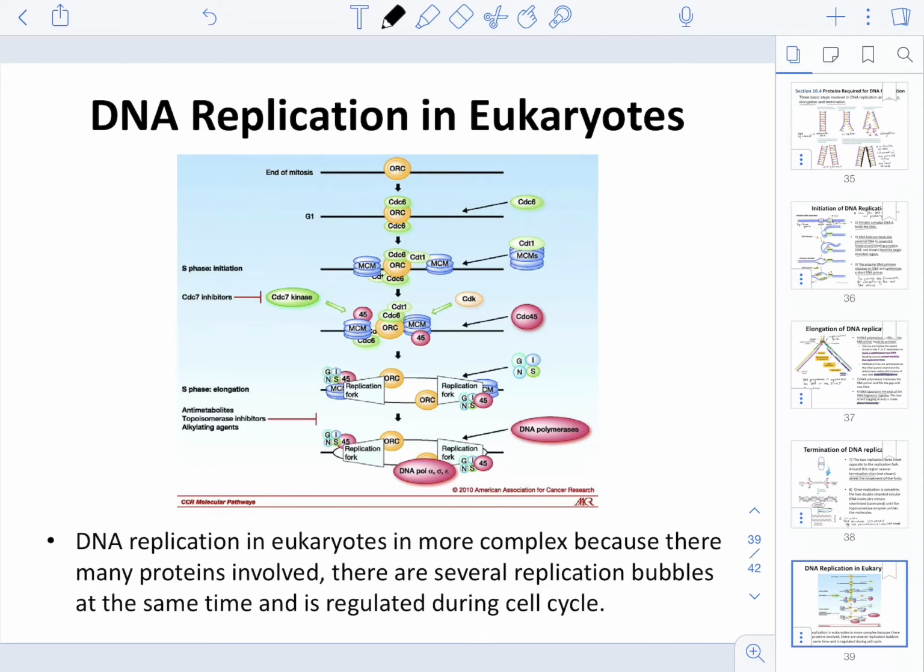The take-home message of this slide is that DNA replication in eukaryotes is more complex than in prokaryotes because there are many proteins involved, there are different replication bubbles in the whole system, and lastly, it is regulated by the cell cycle. Do not memorize the specifics when it comes to DNA replication in eukaryotes.